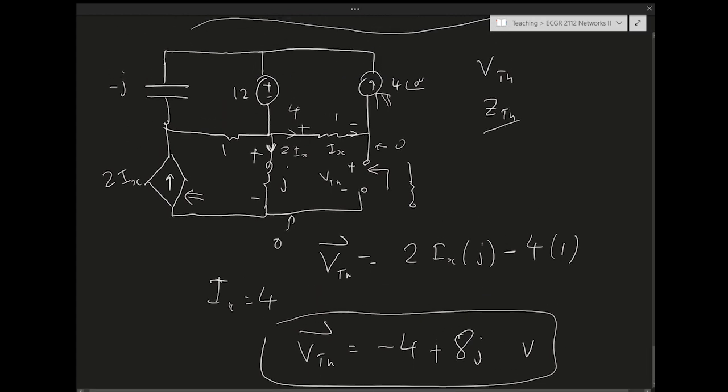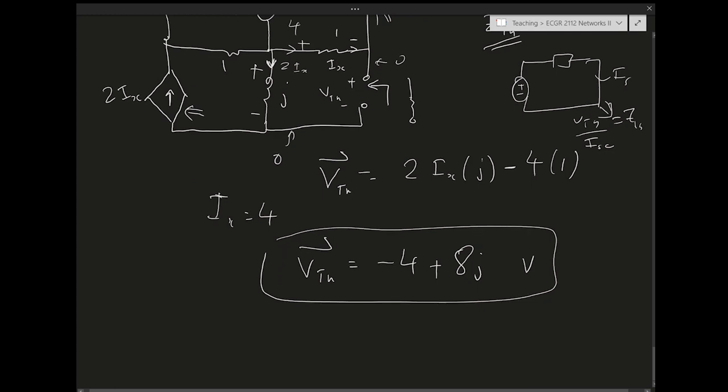There are many ways to find Z7. We could, like in the book, I would suggest you look at that. In the book, they kill the sources, and then they apply a test voltage source and calculate the current, and then when they divide the test voltage source by the current that they calculate, they get the Z7. And we could also short the outputs of an equivalent circuit and calculate the I short; V7 over I short is going to be just Z7, clearly. I'm going to use that technique instead.